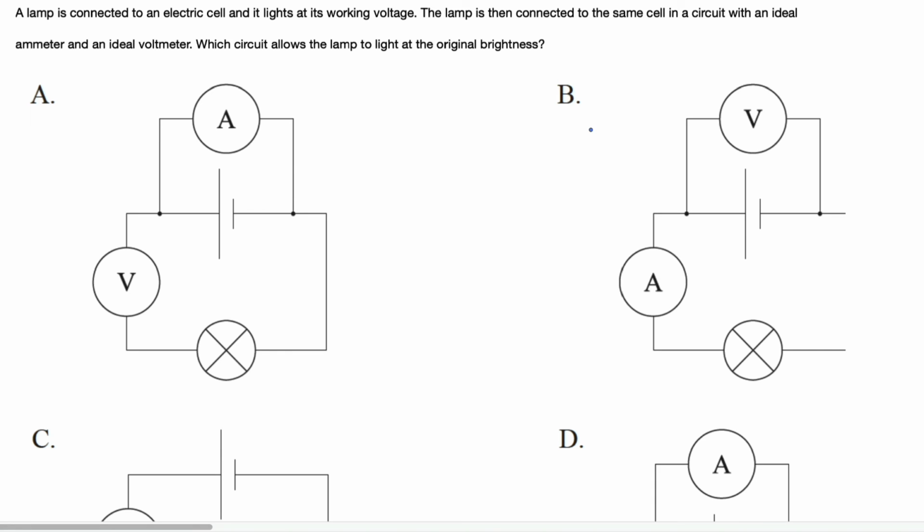A lamp is connected to an electric cell, and it lies at its working voltage. The lamp is then connected to the same cell in a circuit with an ideal ammeter and an ideal voltmeter. Which circuit allows the lamp to light at the original brightness? So here, they're basically testing how you should connect a voltmeter and an ammeter.